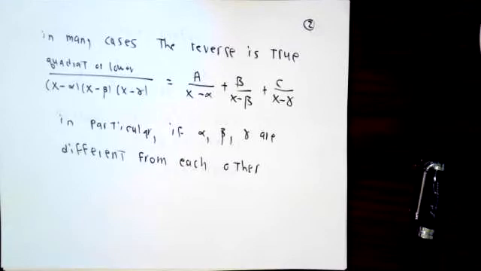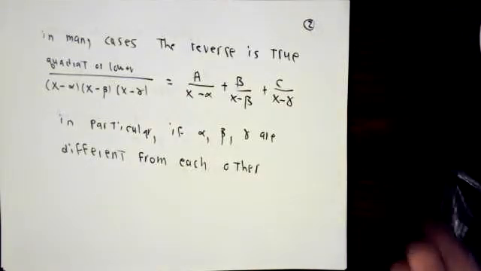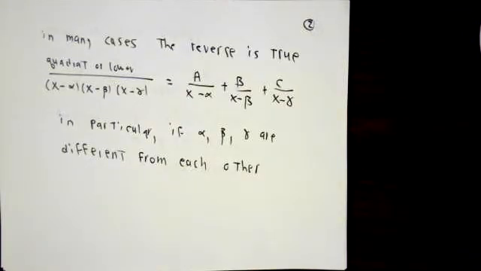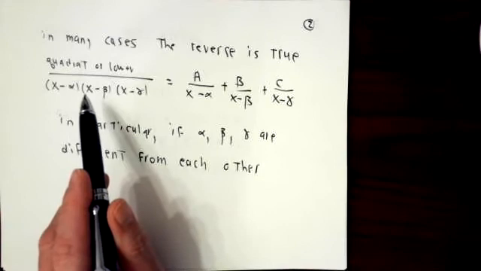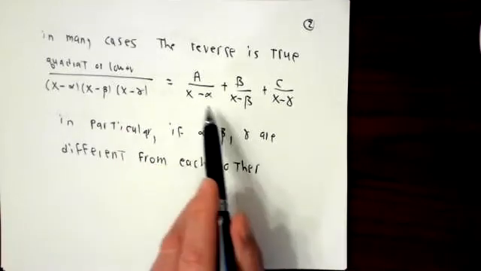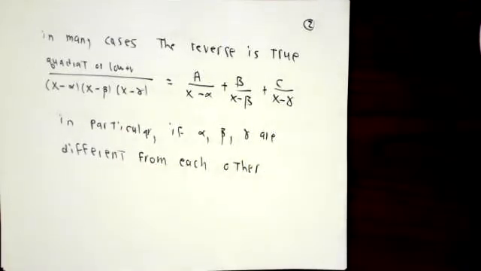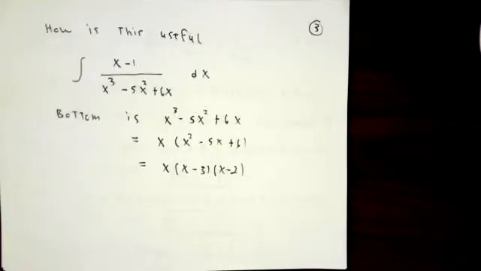In many cases, the reverse is true. If I have some quadratic divided by a product of three linear factors, x minus alpha, x minus beta, x minus gamma, if the alpha, beta, and gamma are all different from each other, there are no repetitions, then it turns out that it's always possible to take something like this and write it as a sum like that. Now, this is actually very useful.